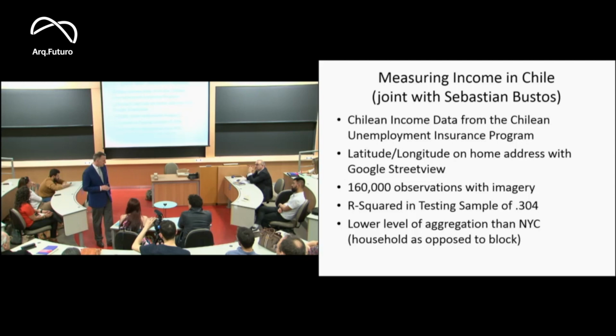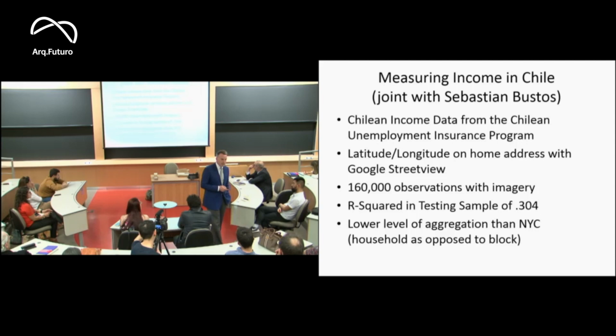The answer is we didn't do nearly as well. So in the testing sample, we got to an R-squared of 30%. Now, 30% isn't nothing, but it sure as heck isn't this magical 80% that we got to New York. So that means we can explain 3/10 of the variation in income across Chilean blocks. And let me show you why I think why. I think it says something deep about the demand for aesthetics and the demand to show off your income.